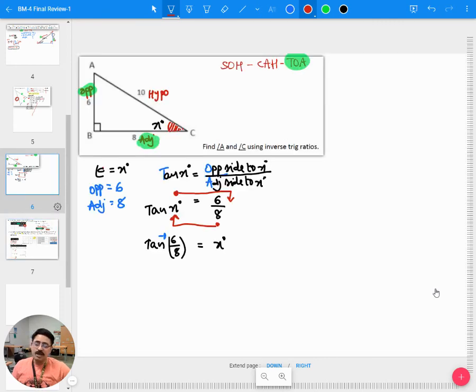But instead of Desmos, I'm using my TI-84 calculator. So if you are using TI-84, click on second, tan, and then type whatever the values are. Here it is 6 over 8. That is giving me 36.86. Therefore, the value of the angle is 36.86 degrees. Oops, my apologies. So let me write this side. 36.86 degrees, that's the value of x.